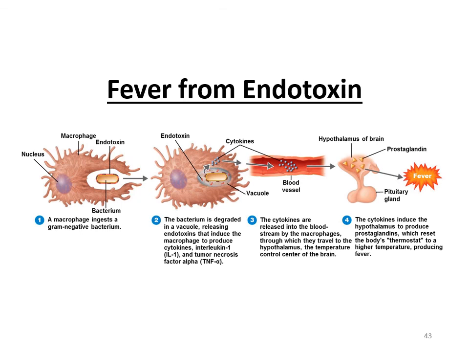These endotoxins then induce cytokines, which are these little chemical circles here, and the cytokines then travel and activate the hypothalamus. The hypothalamus will produce prostaglandins, and that's basically the thermostat in your body, and it causes your temperature to increase, okay, to give you a fever.